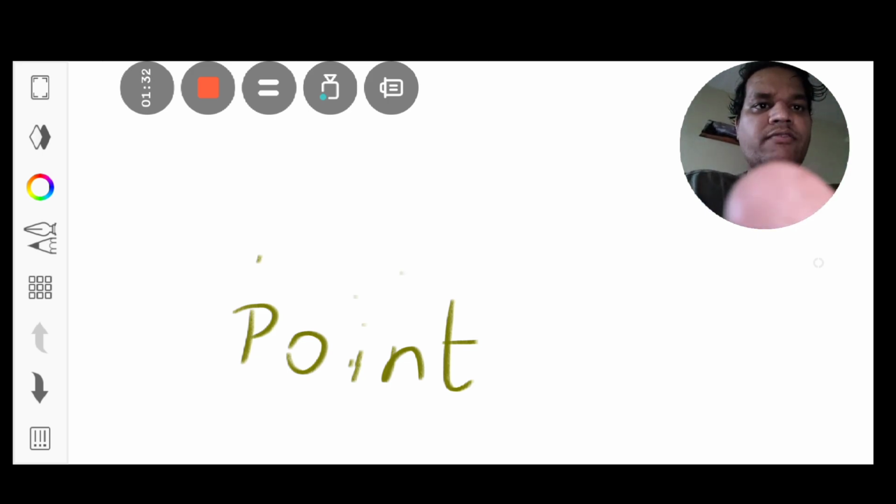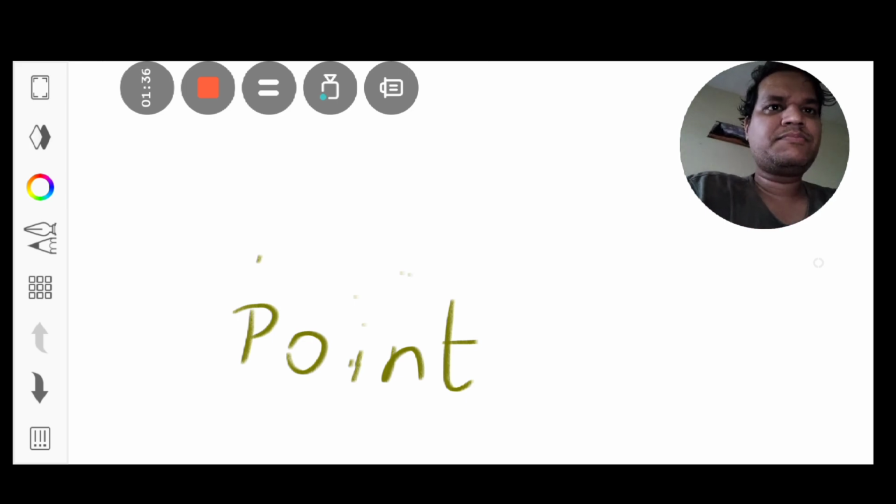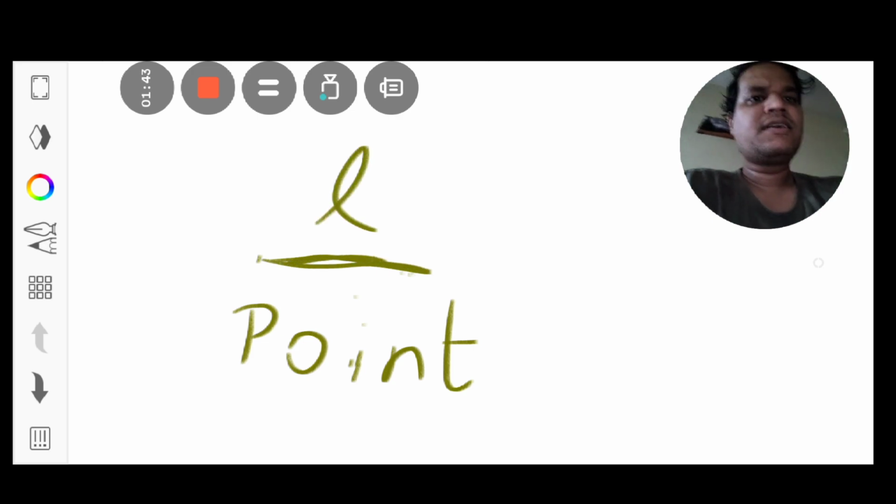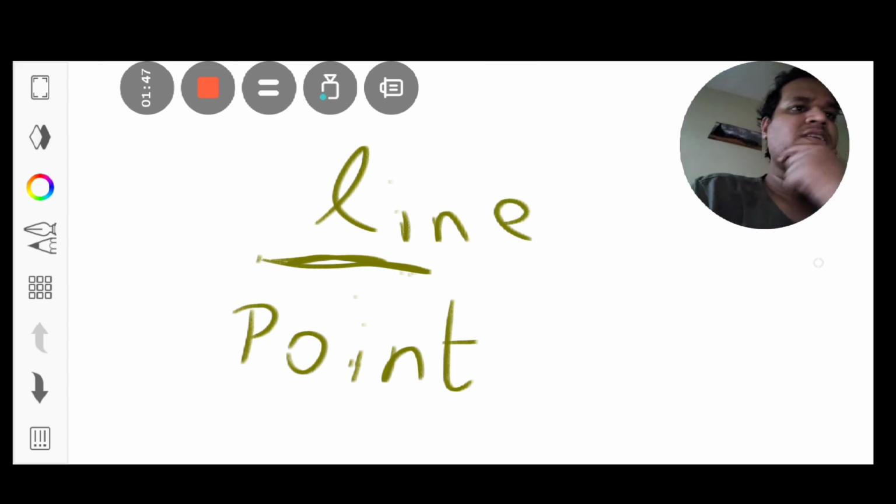And if you have another point, like here, and if you join those two points, you get a line, and a line has one side, so you can say it is one dimensional. It can be said as a side length. You measure it in meters and so on and so forth.